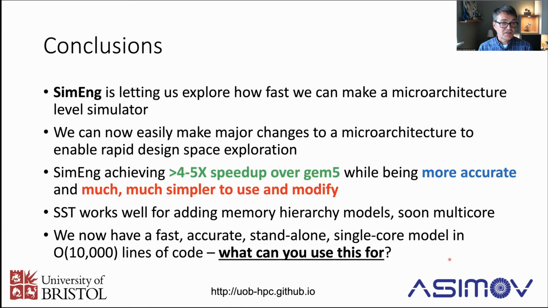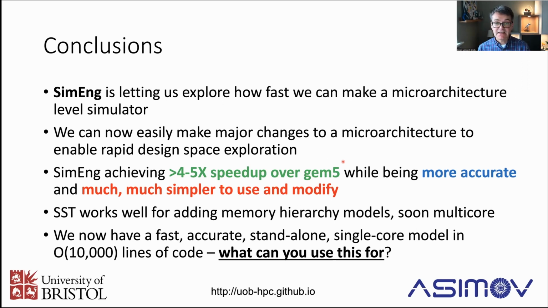So just a few conclusions now. SimEng is now letting us do some really nice exploration in microarchitecture and some nice new research. We can now easily make changes to a microarchitecture and try all sorts of interesting ideas that we've got about this future processor we'd like for running Asimov codes on. We're about 4 to 5 times faster than gem5, and we're more accurate at the same time, while we're much easier to use and much, much easier to modify. So those are our main design goals.